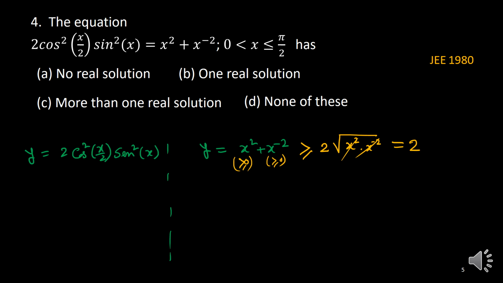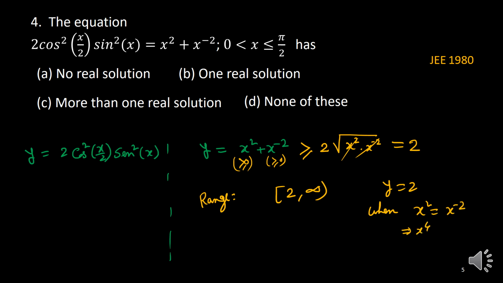Meaning the range of this y will start from 2 and go up to infinity. When will you get 2? When both of them are equal. So y will be 2 when x square equals x to the power minus 2. That implies x to the power 4 equals 1, which implies x equals plus minus 1. At plus 1 or minus 1 you will get the value equal to 2.